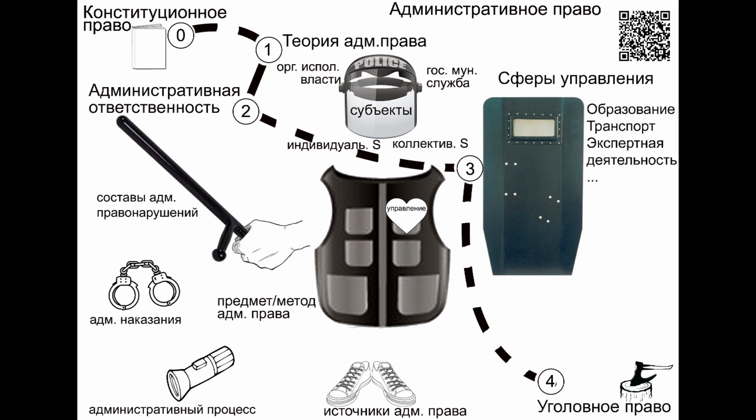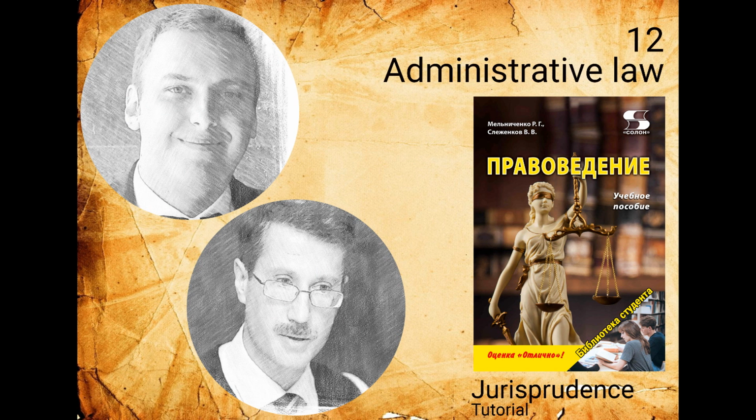Let us now look at the third aspect: spheres of administrative management. The state manages society, and there are certain social spheres in this society: family, economic, educational, and so on. In each of these areas is the administration by means of administrative methods of management.